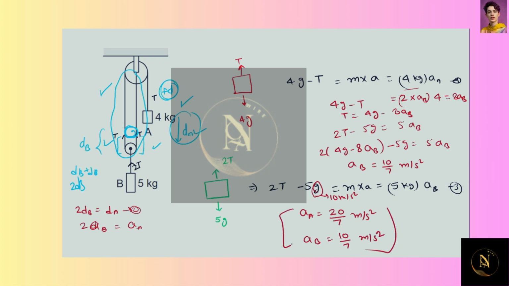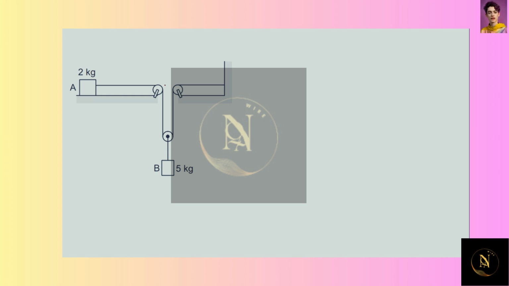So this was part A of this question. Let us move to part B of this question, which says that 2 kg and 5 kg blocks are connected in this way, and find out the acceleration of each one.